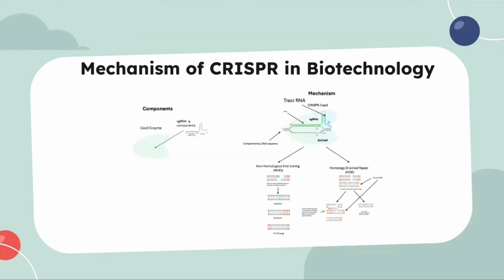Okay, so here is an overview of the mechanism in CRISPR and biotechnology. CRISPR is made up of the Cas enzyme and single guide RNA components. The single guide RNA guides CRISPR using the target-specific crRNA. The Cas9 enzyme cuts the DNA at the PAM site and then creates a double-stranded break. The cell starts to repair the double-stranded break using one of two available repair pathways.